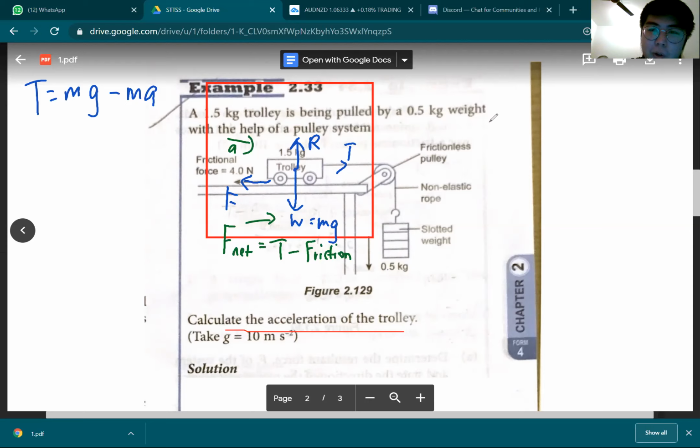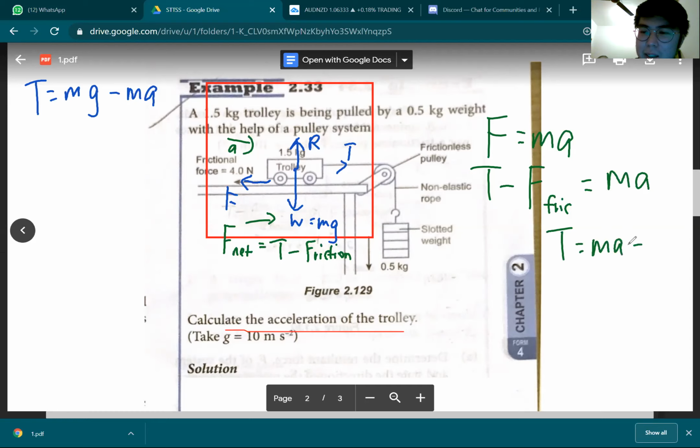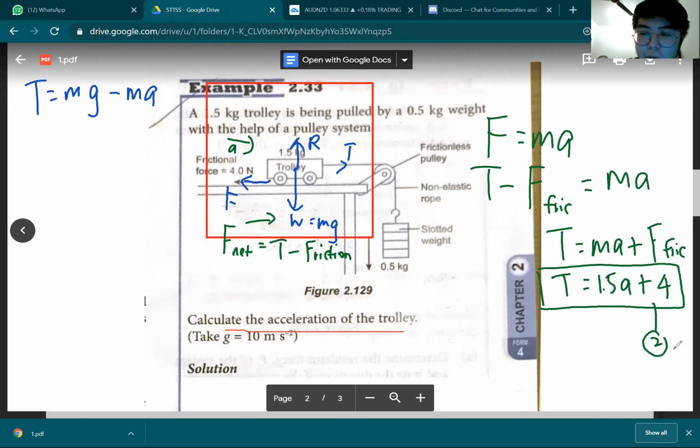So from your equations of motion, F equals to ma, T minus F, I write friction down here, F fric equals to F fric. Okay, now F friction equals to ma. Now T equals to ma plus frictional force. Okay, so from here, substitute the value inside lah. So m is 1.5, so 1.5a plus frictional force is 4. So T equals to 1.5a plus 4. This is your equation of motion number 2.